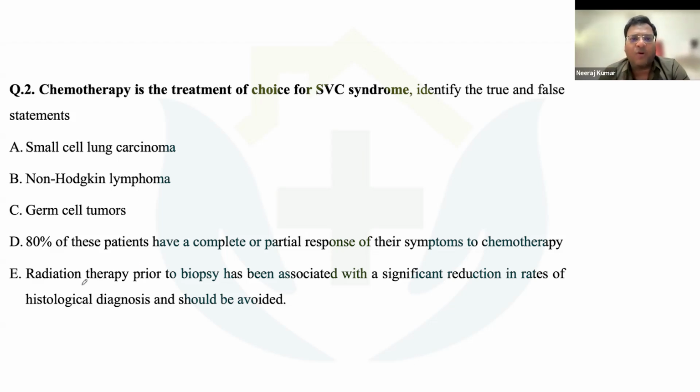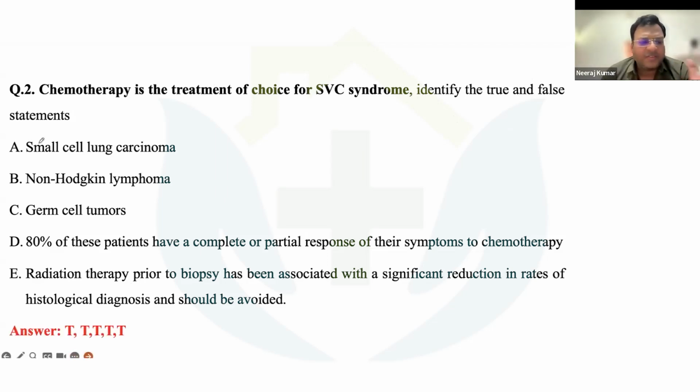That's why it should be avoided. Okay, so many of you have marked this question. The first statement is false, second statement is true, then false, and then true. Any other participant who wants to attempt this question? You have to identify the true and false statements regarding chemotherapy. Okay, let's see the answers.